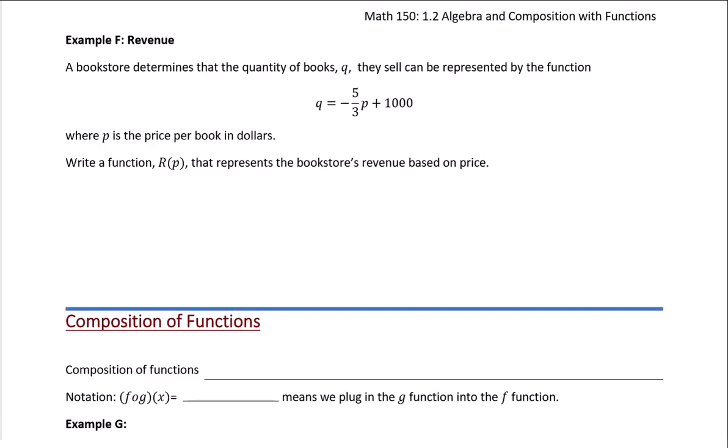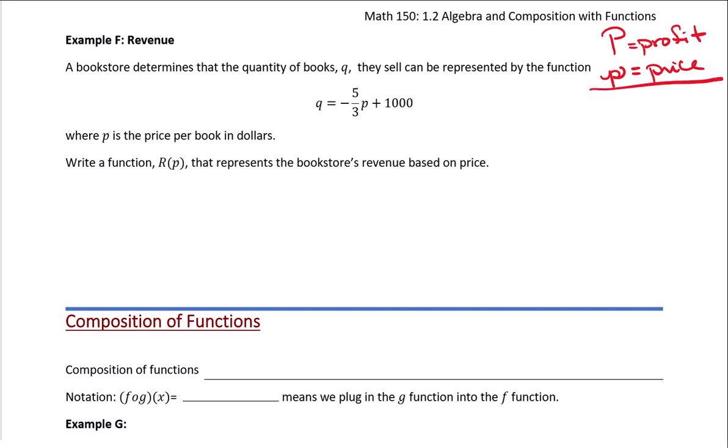So looking at example F, this one deals with revenue. A bookstore determines that the quantity of books, Q, they sell can be represented by the function Q equals negative 5/3 p plus 1,000, where p is the price per book in dollars. And remember previously we used a capital P for profit. We typically use a lowercase p for price.